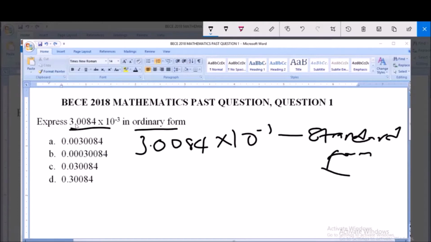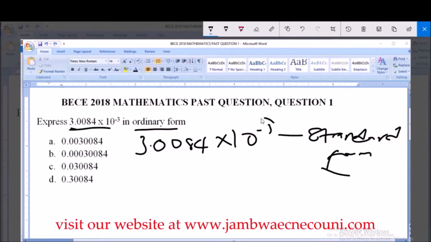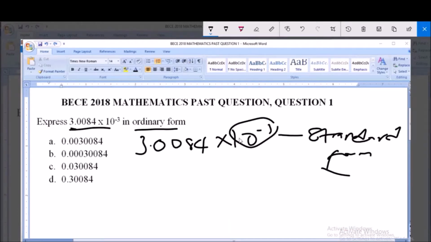Now this number has been expressed in standard form and we are asked to express it back to the ordinary form. Now the number is 3.0084 times 10 raised to the power of minus 3. What we are going to consider is 10 raised to the power of minus 3, our main concentration here. It means that the decimal point is not where it's supposed to be if you have to express this in ordinary form. And because this 10 is raised to the power of a negative number, the decimal point will move 3 places to your left.